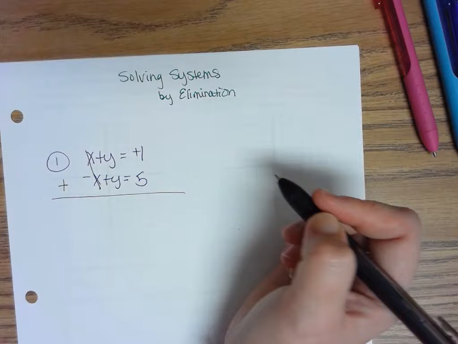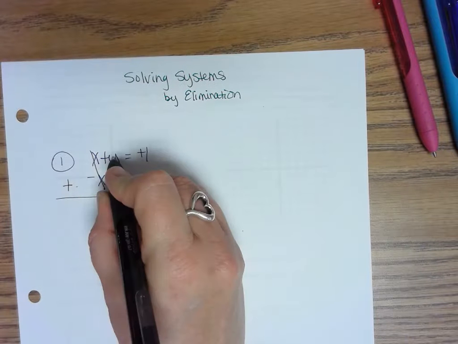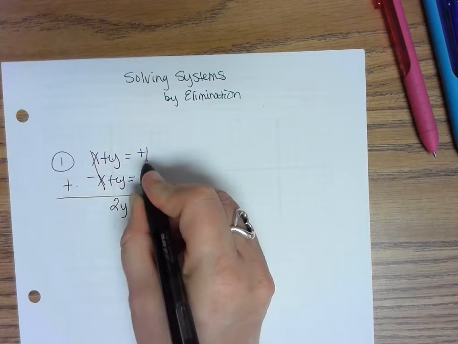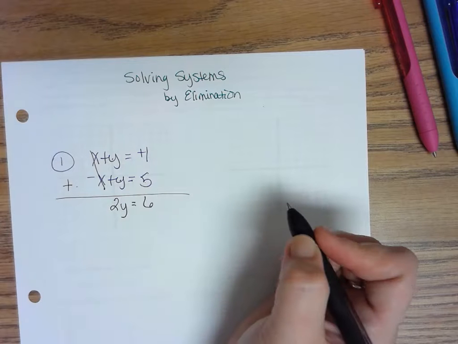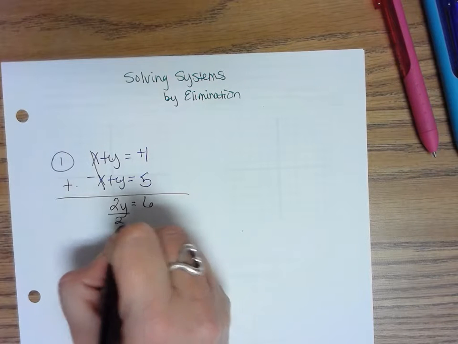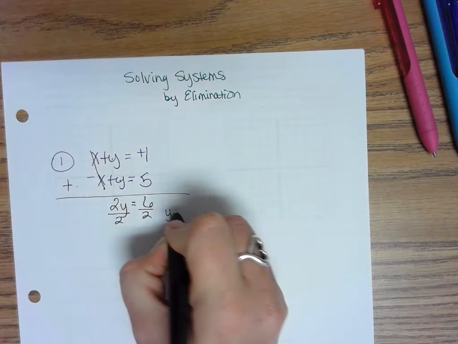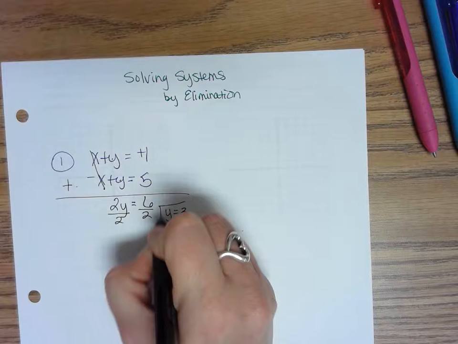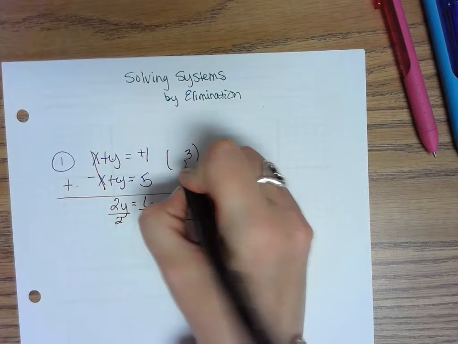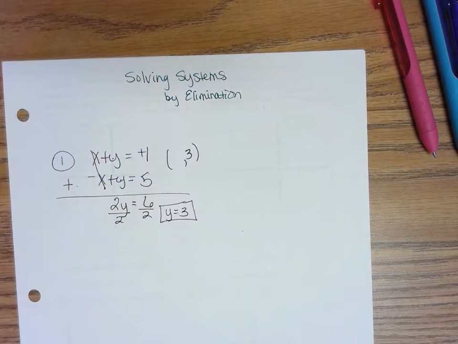Y plus y, there's a 1 in front of this y and a 1 in front of that y, so 1 plus 1 is 2y. 5 plus 1 is 6. So I'm going to divide by 2, and I'm going to see that y is 3. Remember, I'm looking for the point of intersection, so y is 3.